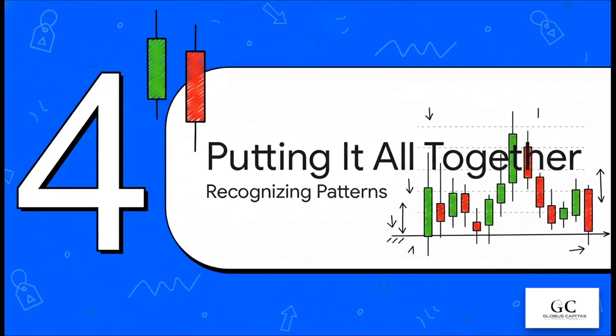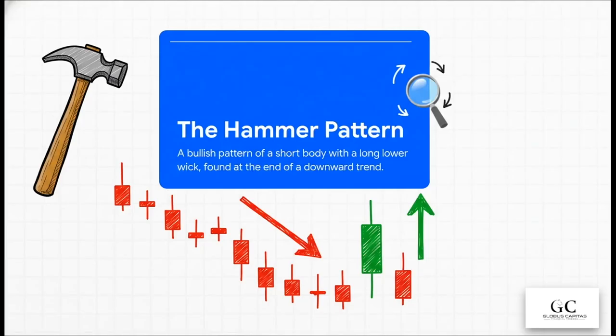Okay, so we can now read a single candle. Awesome. But the real magic happens when you start seeing these candles form patterns that traders watch for. Patterns that can give you a hint about what might happen next. Let's look at a classic one, the hammer. You can see what it looks like. It's got this short little body up at the top and a really long lower wick. You'll often see this fella show up after prices have been falling for a while.